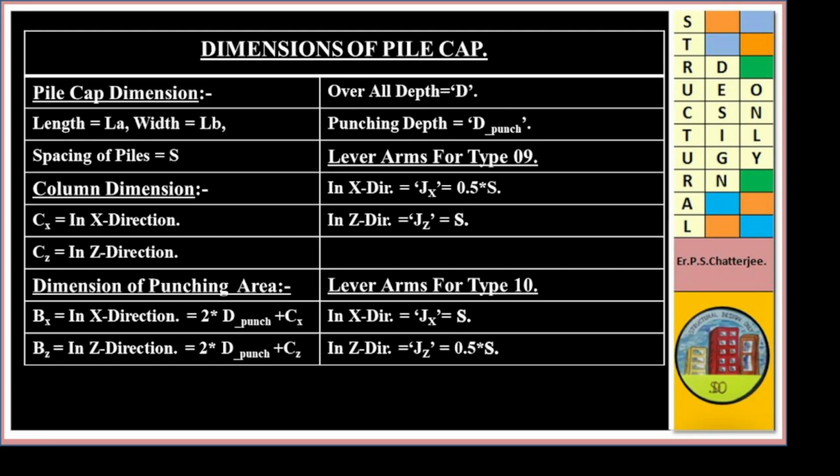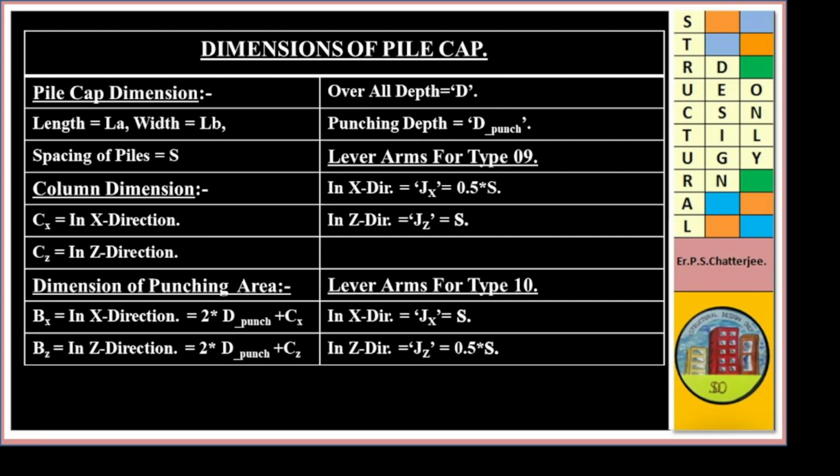Dimension of punching area, BX in X direction is equal to 2 D punch plus CX. BZ in Z direction is equal to 2 into D punch plus CZ. Overall depth D. Punching depth D punch.